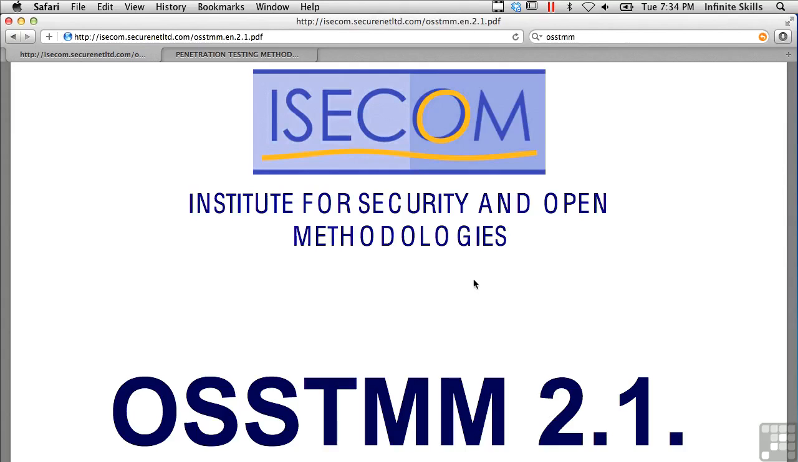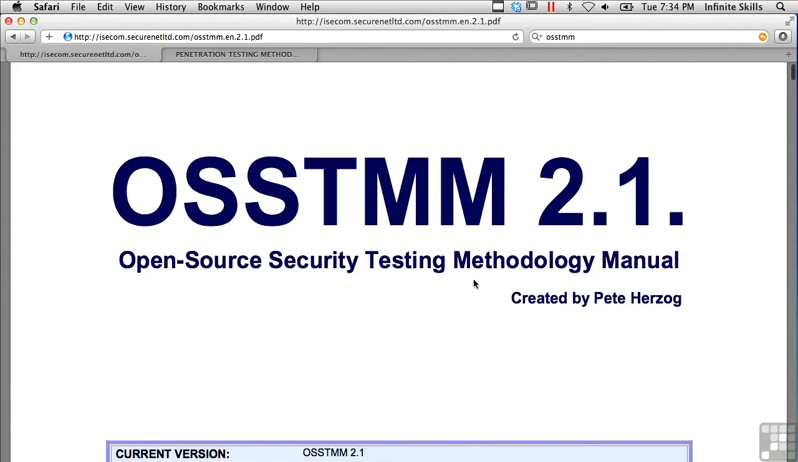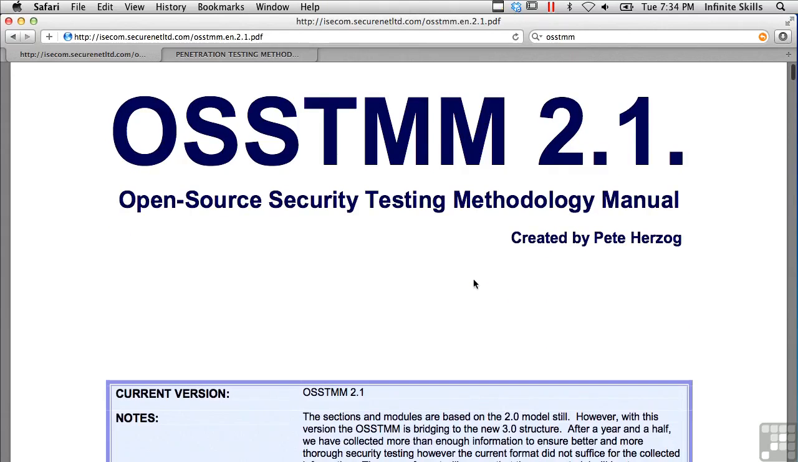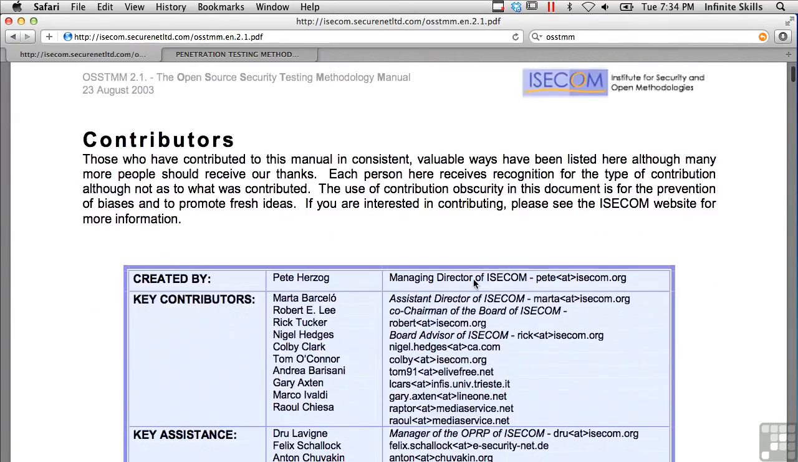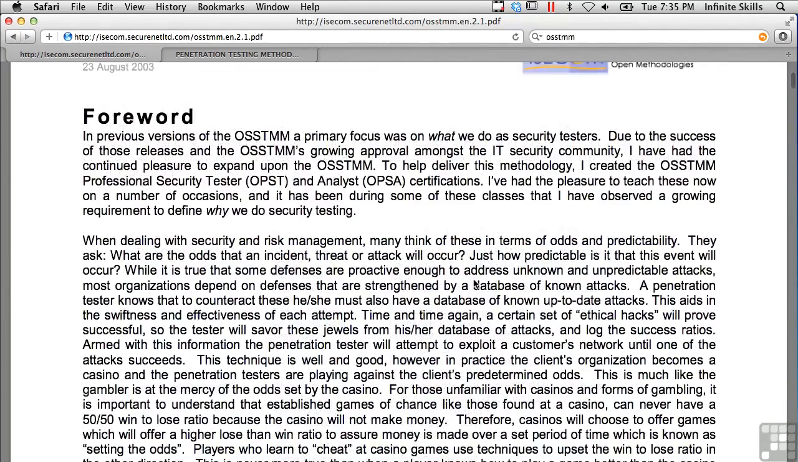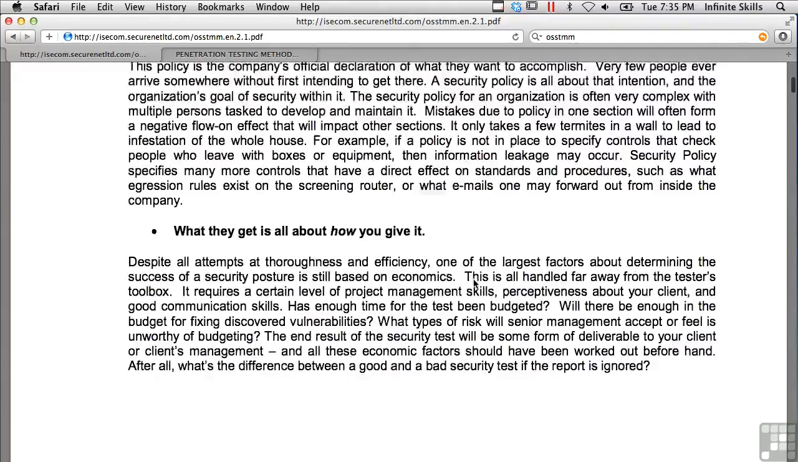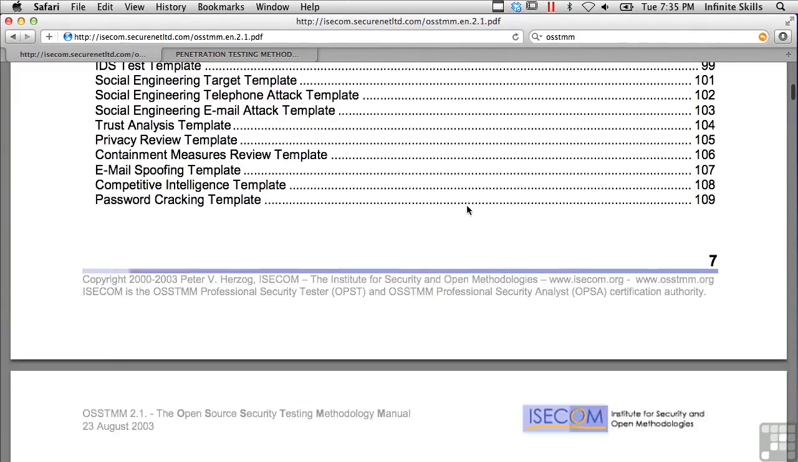The Institute for Security and Open Methodologies has this thing called the OSSTMM, which is the Open Source Security Testing Methodology Manual. You can find it online. You can see here I've got a PDF open of it. It's a pretty big document. It's got all sorts of extraneous information, which is important to the people who are involved in it. You've got the contributors here. And it takes several pages before we get down into the actual meat of the document, but let's take a quick skim through the table of contents.